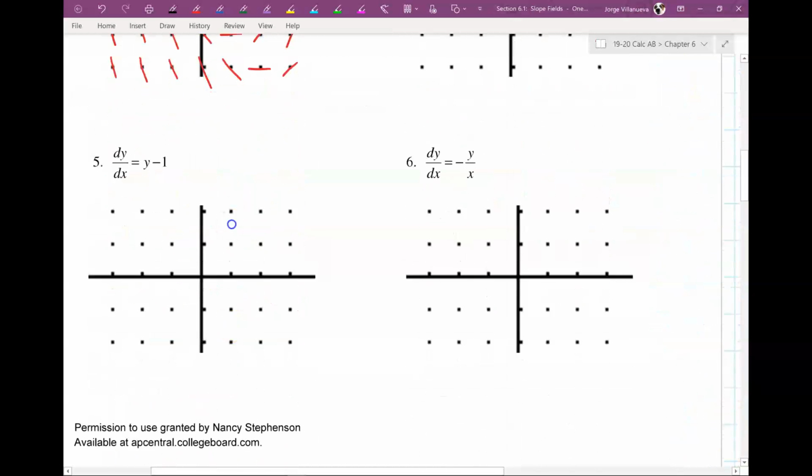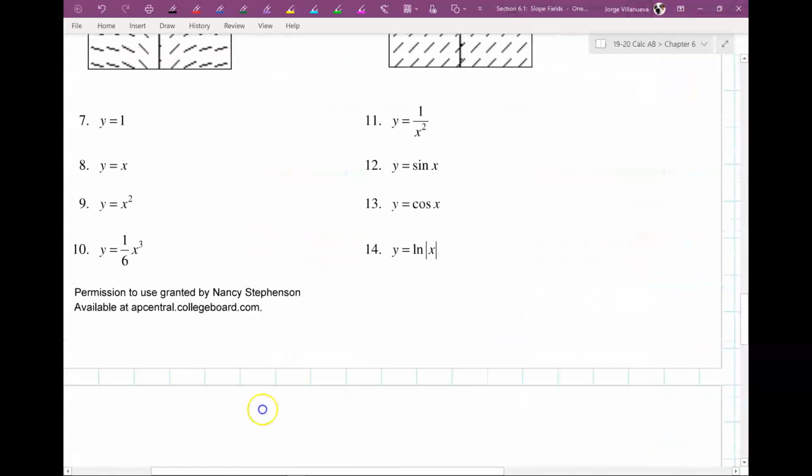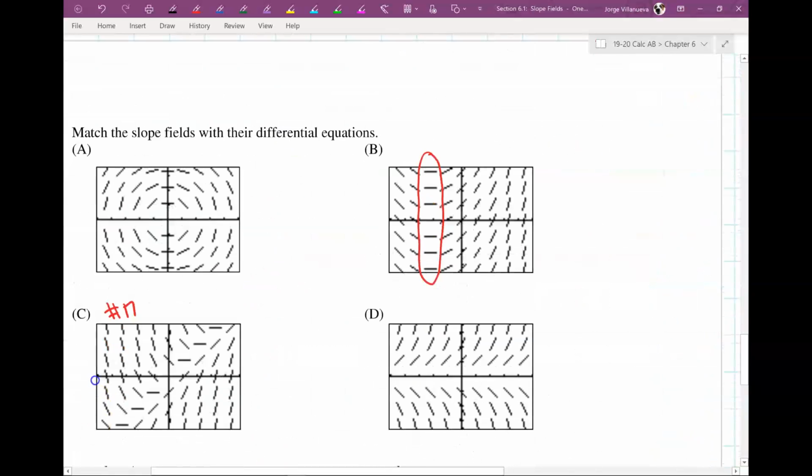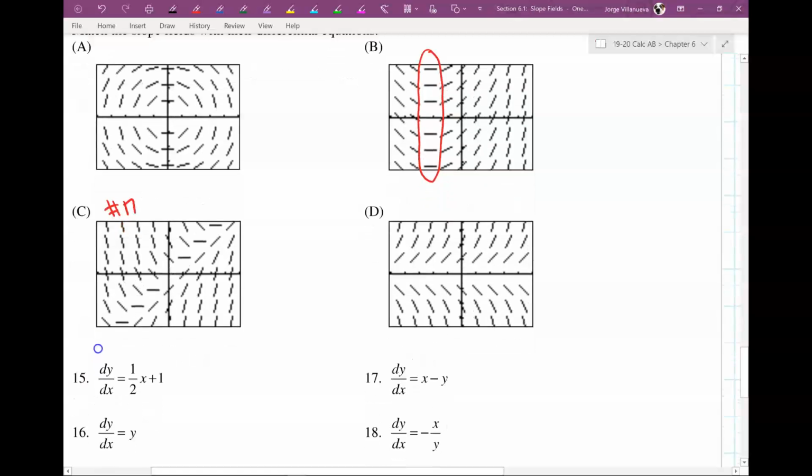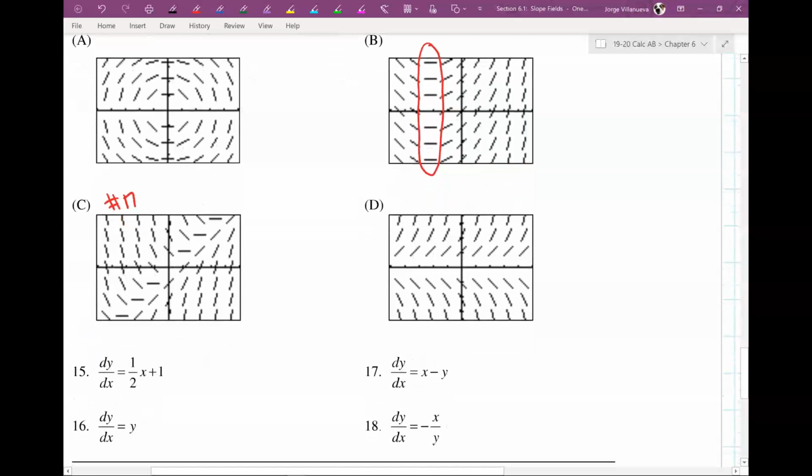So, if B is matching horizontally, which variable should be missing? A Y. Which equation is missing a Y? 15. Okay, you just got to notice these things. They're just little patterns. It's not like you're doing crazy calculations, right? So yeah, this would be number 15.